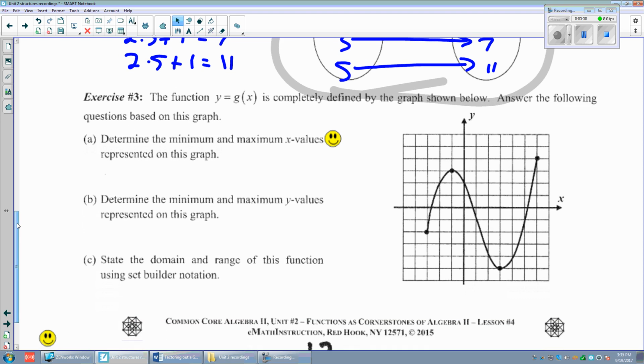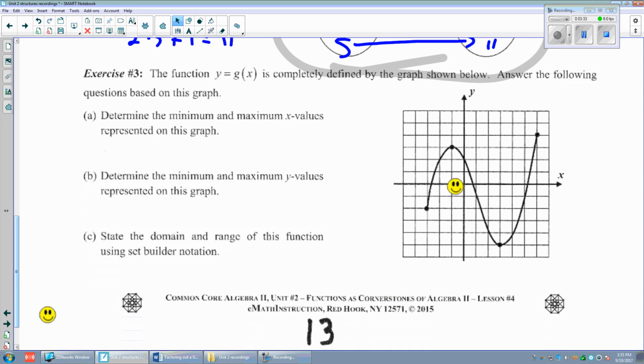What is x? X is the domain. Minimum x, 1, 2, 3, negative 3. Negative 3, and that's the minimum. 1, 2, 3, 4, 5, 6. Just make sure it's 6. 1, 2, 3, 4, 5, 6. It is 6. That's not a good enough answer. Min is negative 3, and 6 is max.